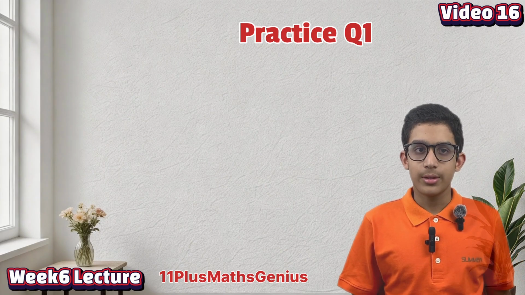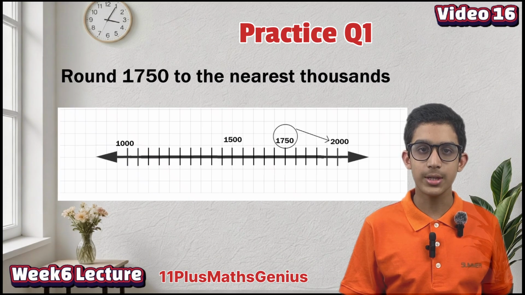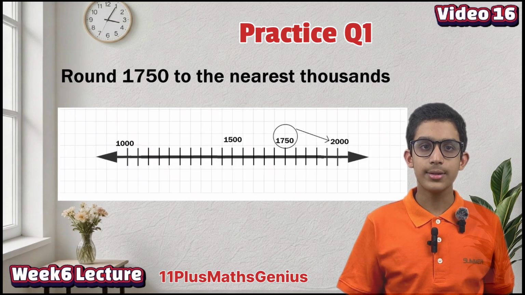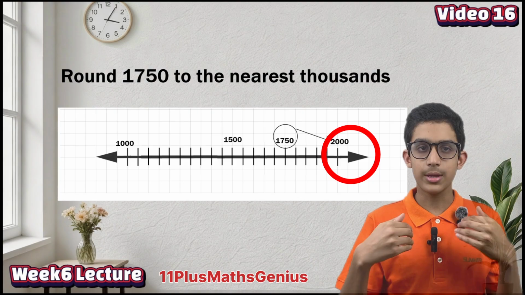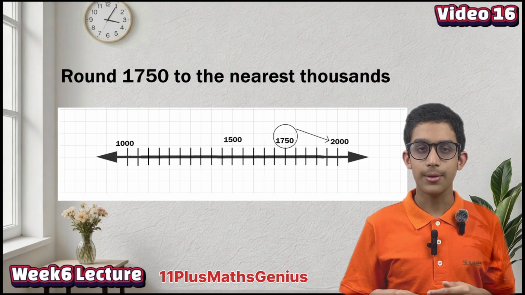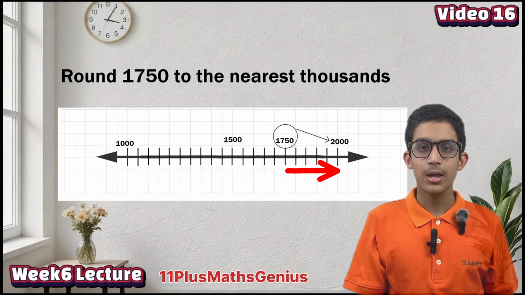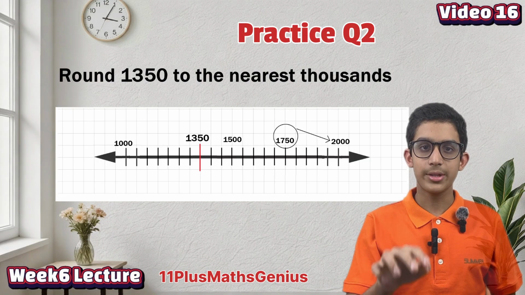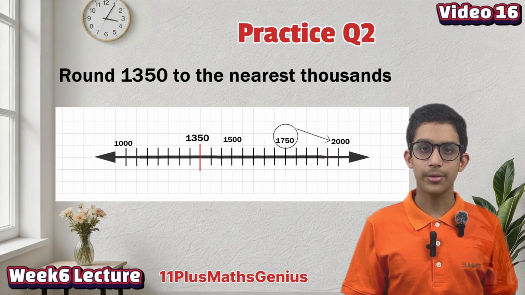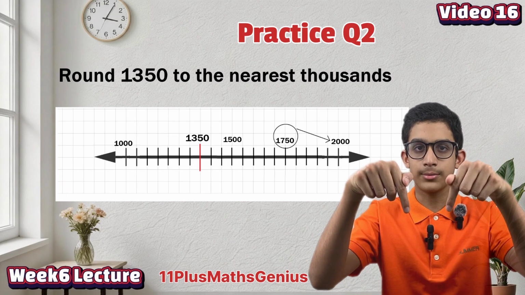Number line method. Practice question 1. Round 1750 to the nearest thousand. On a number line, we will determine whether it is closer to 1000 or 2000, and then we will use that value. We see 1750 is nearer to 2000, so the answer is 2000. Practice question 2. Round 1350 to the nearest thousand. Please try. If you struggle, please comment down below.